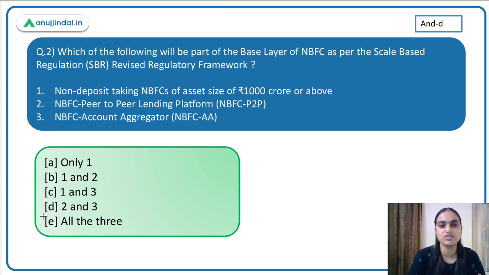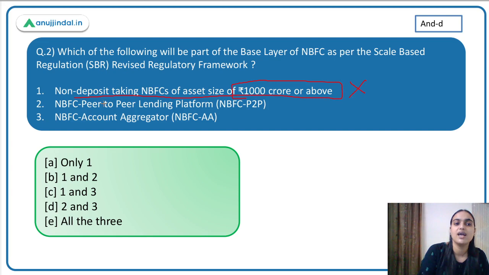So the second question says, which of the following will be part of the base layer of NBFC as per the scale-based regulatory framework? So base layer mein kya kya aa jayega? We discussed all that. So NBFCs with asset size of less than 1000 crore will be covered here. Here they are saying more than 1000 crore. No. Peer-to-peer NBFCs will be there. Account aggregator NBFCs will be there. So the answer is that second and third will be covered.